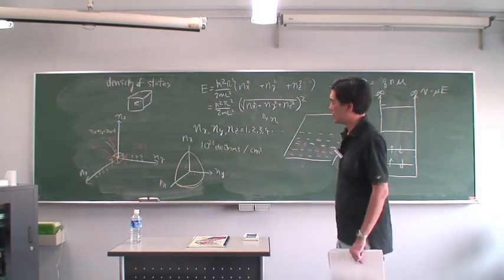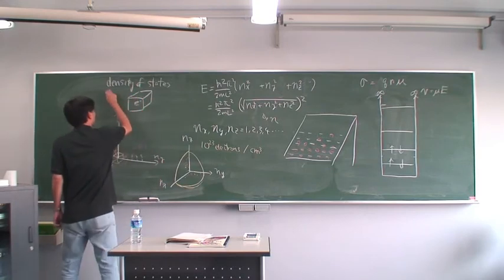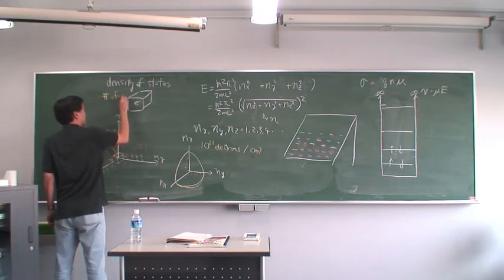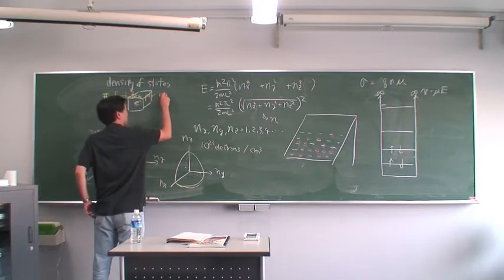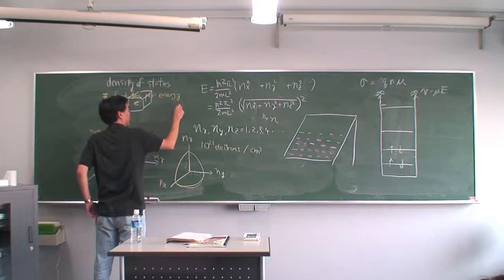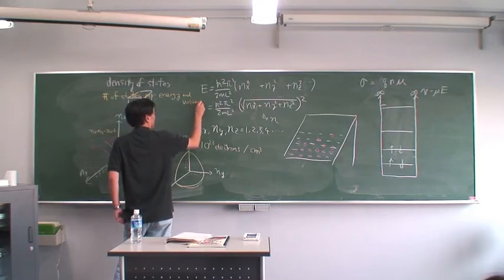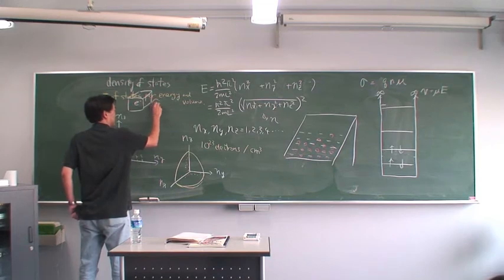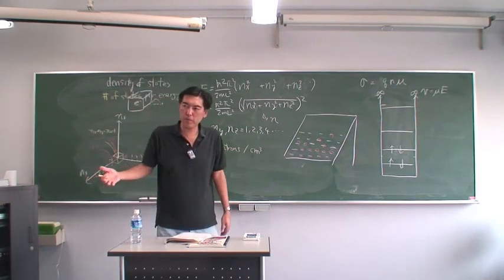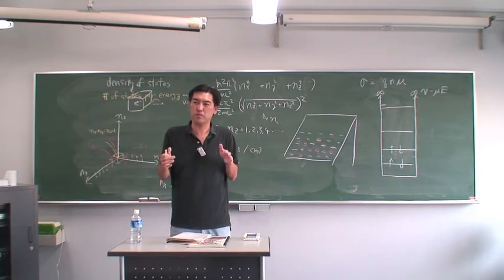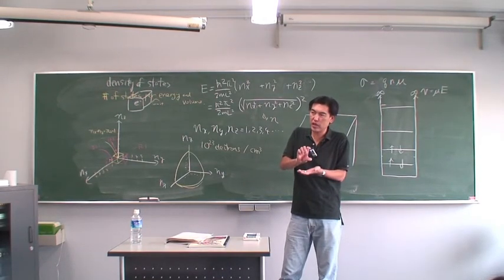Then how do we figure out the density of states? I have to define the density of states. Density of states is the number of states per unit energy and unit volume. So usually we say density of states for 1 cubic meter of the sample, per unit volume. And how many states are there within a certain energy?